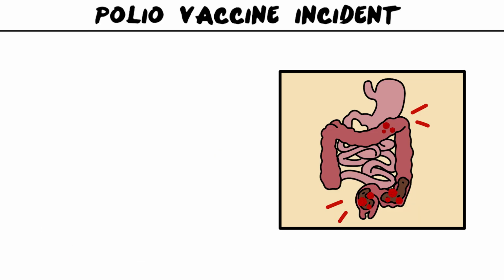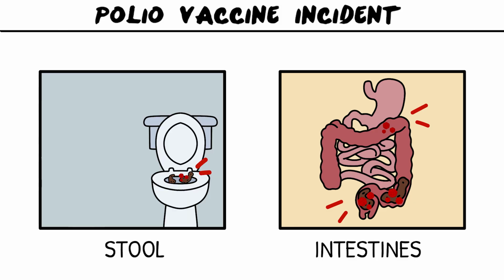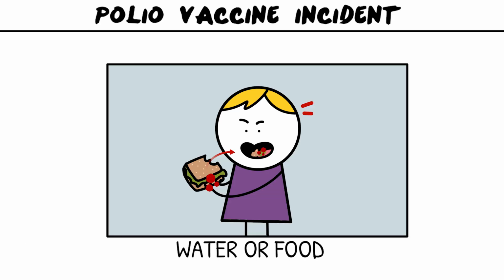This was because the polio virus replicated in the intestines and was excreted through the stool of an infected person. It could then enter another person's body through contaminated hands, water, or food.